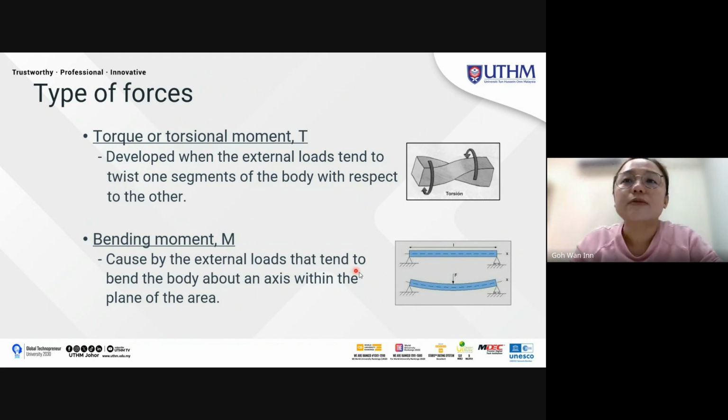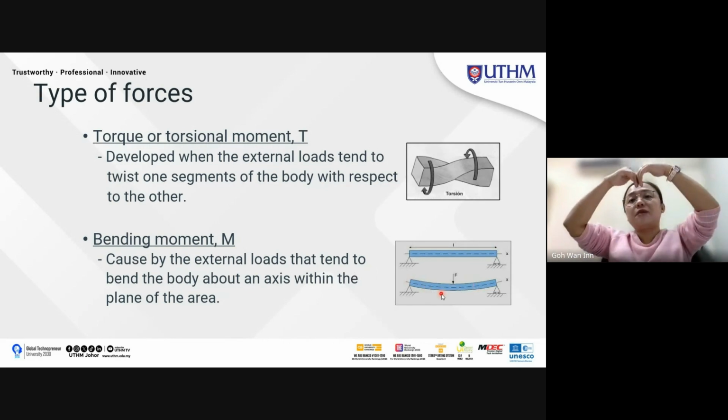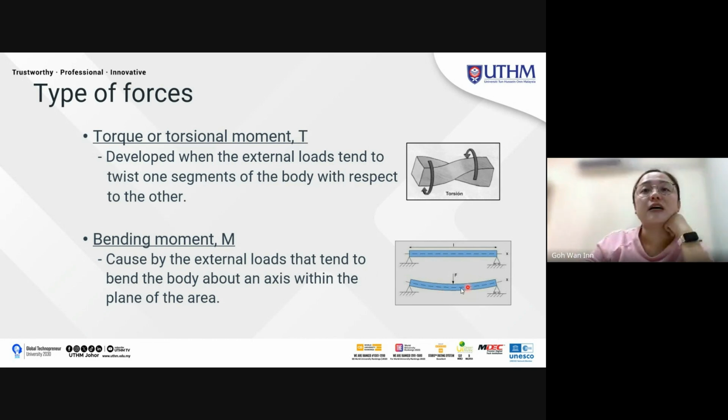Imagine this is a beam with pin and roller connections. Apply a force at the middle or at any other location, so it will cause the bending moment. When you apply a force on a beam, it will bend here. It is caused by the external load that tends to bend the body with an axis within the plane of the area.